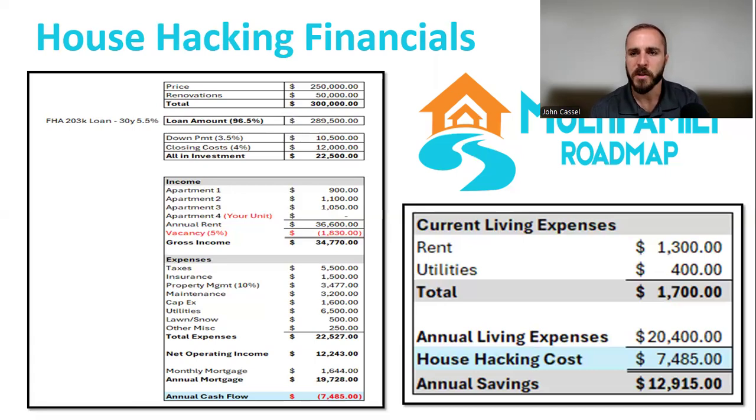Maintenance, $3,200 a year. CapEx, so this would be for large items. If you want to budget for this, so when your roof goes bad or your HVAC unit goes bad, you're budgeting monthly or yearly for this, so that you have that money already there when something goes wrong and you need to replace it. So $1,600 for that, basically $400 a unit. Utilities, $6,500. This would be the landlord-covered utilities.